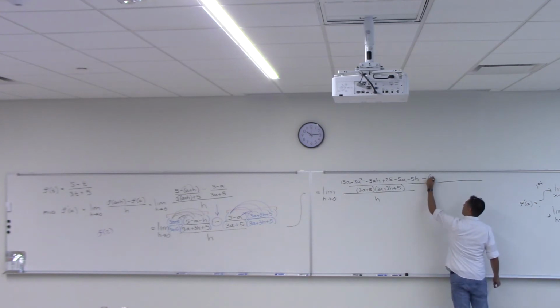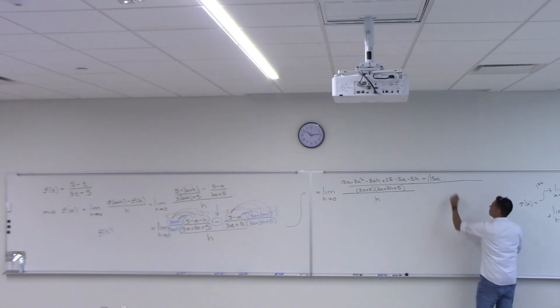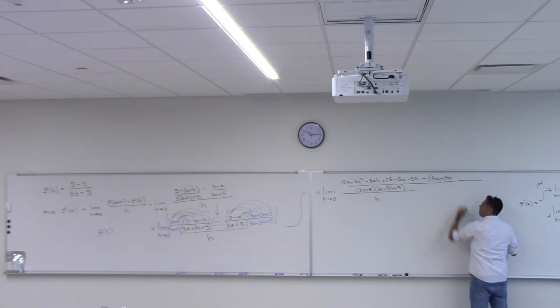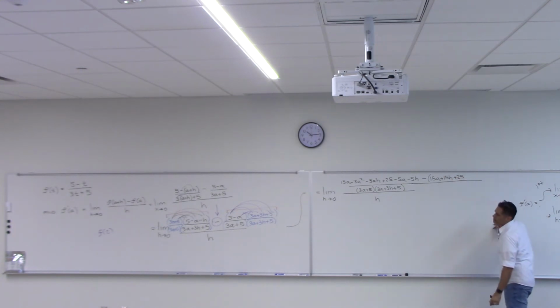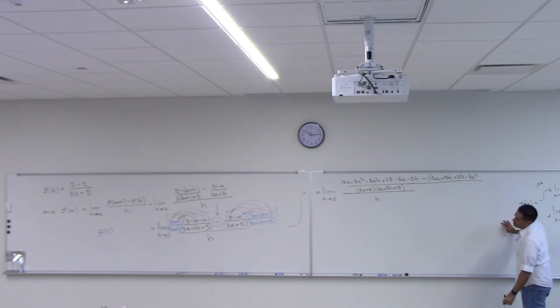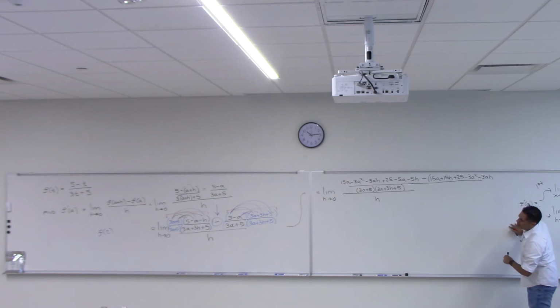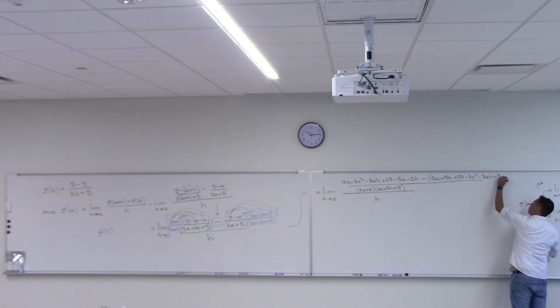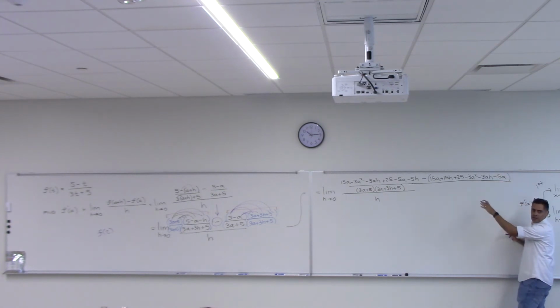15a is my first one, plus 15h, plus 25, minus 3a squared, minus 3ah, minus 5a. Yeah, a little bit of room for error here, huh?